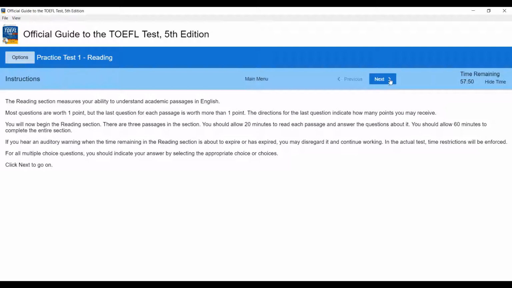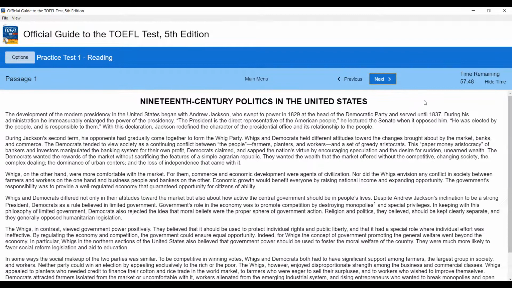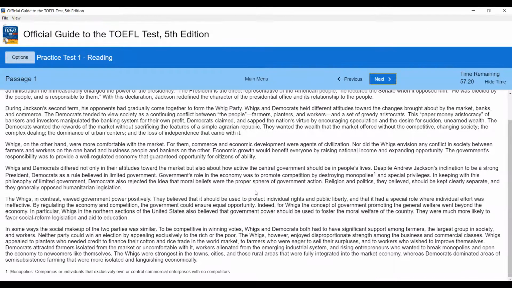Okay, so let's take a look at this passage. This is 19th century politics in the United States. Now the way it looks on the screen here is a little misleading, because on the actual exam it would be split screen. So it wouldn't be all of this text from side to side. That is not the best way here to prepare. So I'll scroll down.